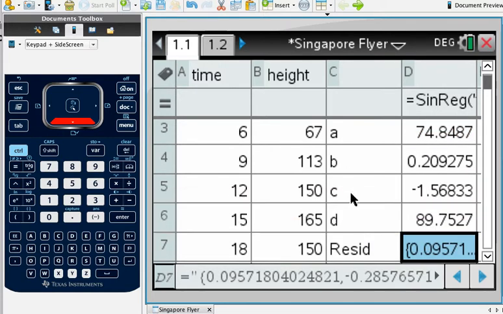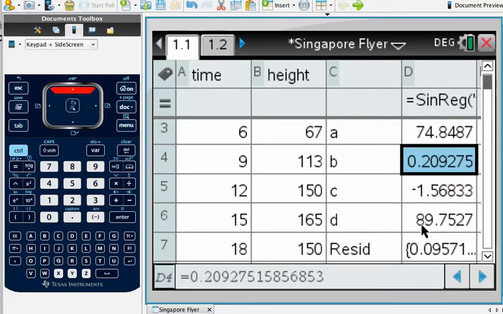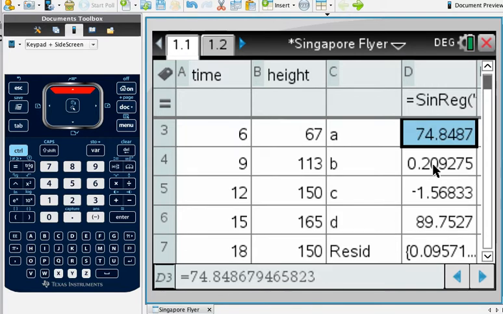your A, B, C, and D values. Okay, our D value was 90. They've put a D value of 89.75. Our C values, we had two different ones. This time we only have one. Our B value is in decimals, not in terms of pi. And our A value, instead of being 75, which was what we got, they have 74.8. So don't be surprised if the formula is slightly off from yours.